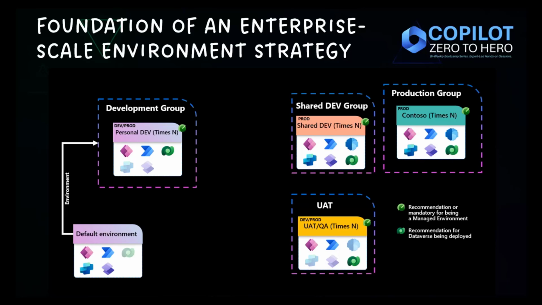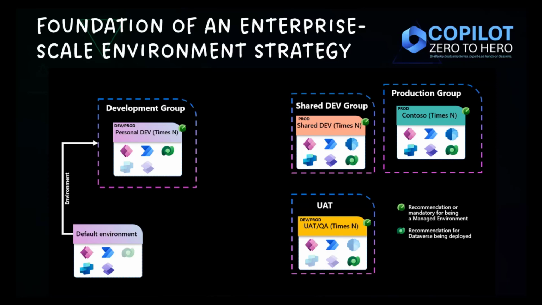The four environment groups created on this image, like I've mentioned, development, shared development, UAT, and prod. We actually have an environment routing policy set up for the development group, which will route makers away from the default environment into their own developer environments. This is to make them not build anything in the default environment, because it's not best practice to do that. And then the shared development group supports environments that contain projects with multiple makers.